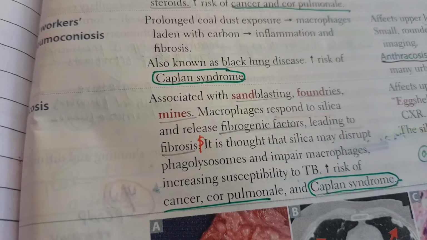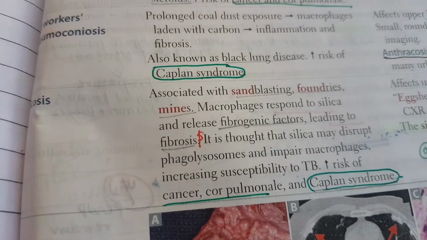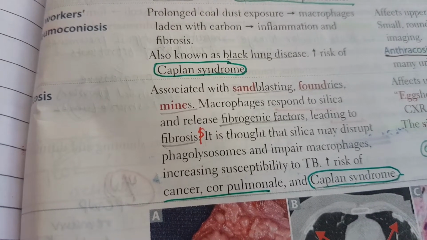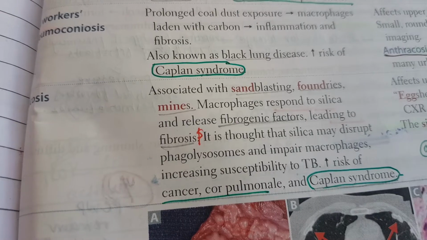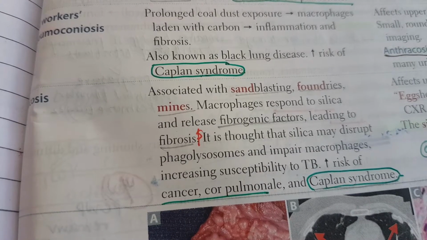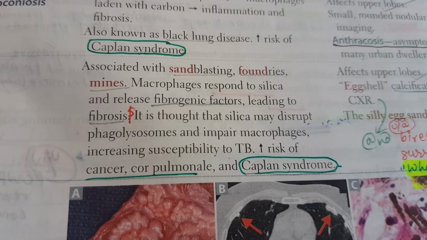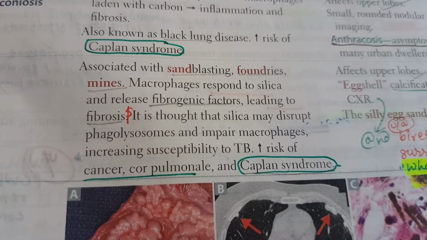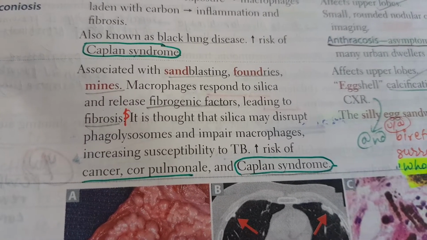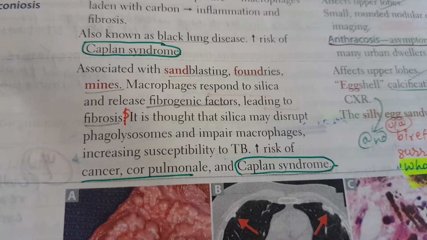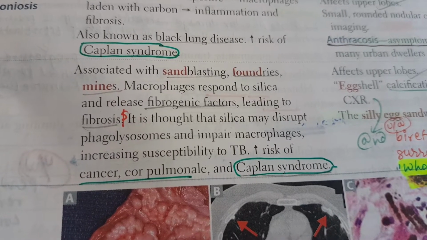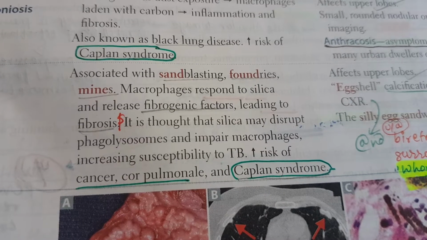Now talking about silicosis, associated with sandblasting, foundries, and mines. Macrophages respond to silica and release fibrogenic factors leading to fibrosis. It is thought that silica may disrupt the phagolysosome and impair macrophages, increasing susceptibility to TB, increasing the risk of cancer, cor pulmonale, and Kaplan syndrome. Remember that. So it can also lead to Kaplan syndrome.